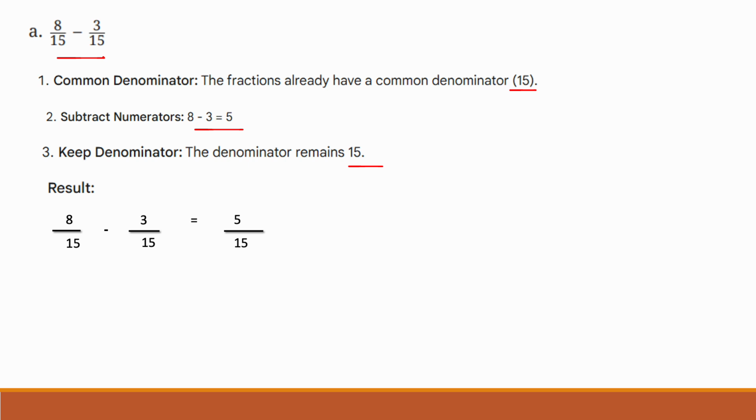You can simplify this fraction. You divide both numerator and denominator by 5. 5 by 5 is 1. 15 by 5 is 3. So, the simplified fraction is 1 by 3.